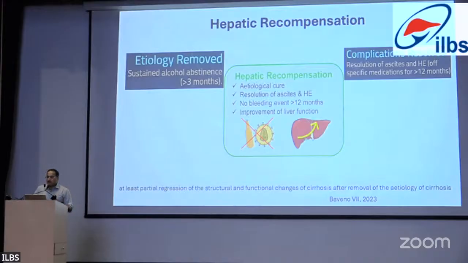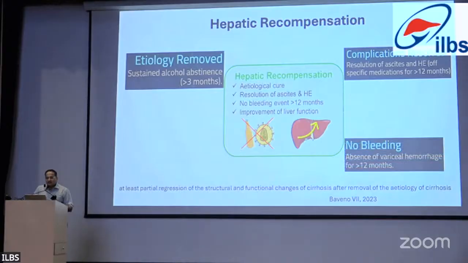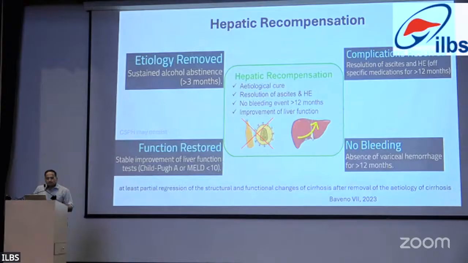And they need to be off these for 12 months. There should be no bleeding episode in the last 1 year, and function restored, like MELD should be less than 10, CTP should come down to 8. Even if these patients continue to have CSPH, this is the strict guideline defined by Baveno 7 for hepatic recompensation.